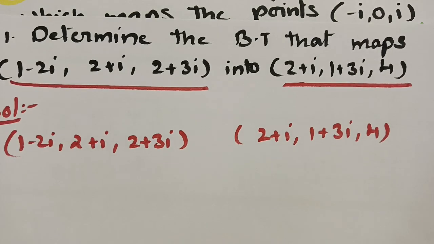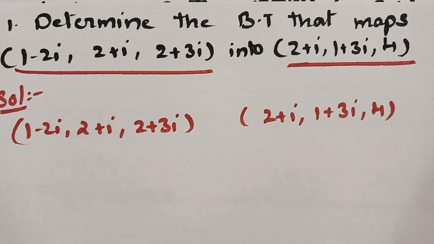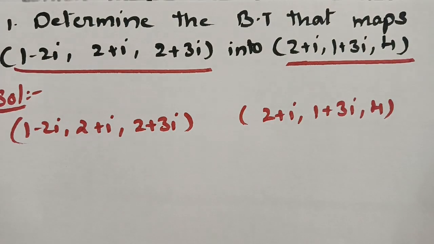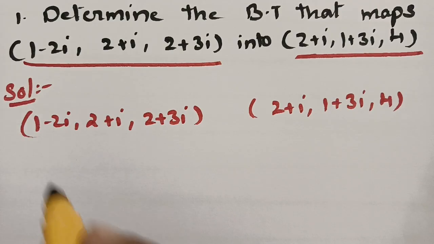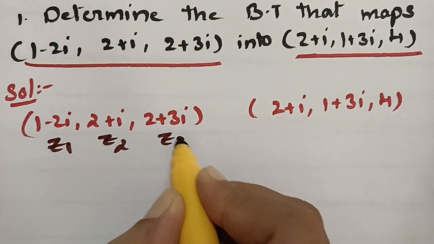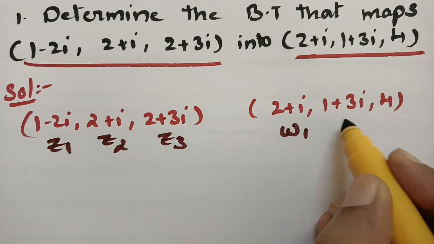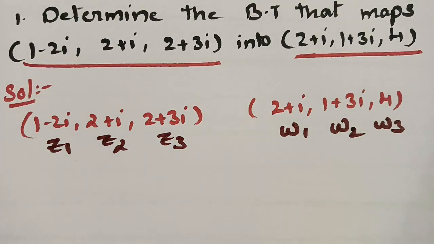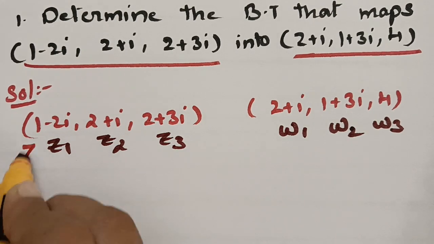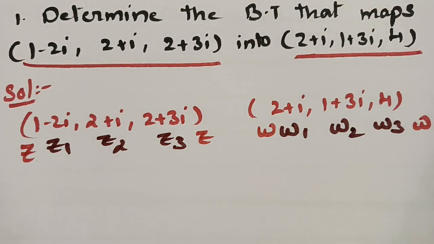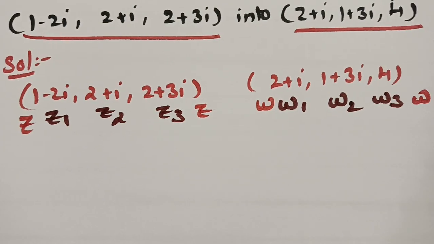So now we have to determine the bilinear transformation which transforms Z1, Z2, Z3 into W1, W2 and W3. As usual, I am going to consider this as Z1, this as Z2 and this as Z3, and this one as W1, this is W2 and this is W3. I am going to insert one Z on either side and one W on either side. So now the formula is going to be.